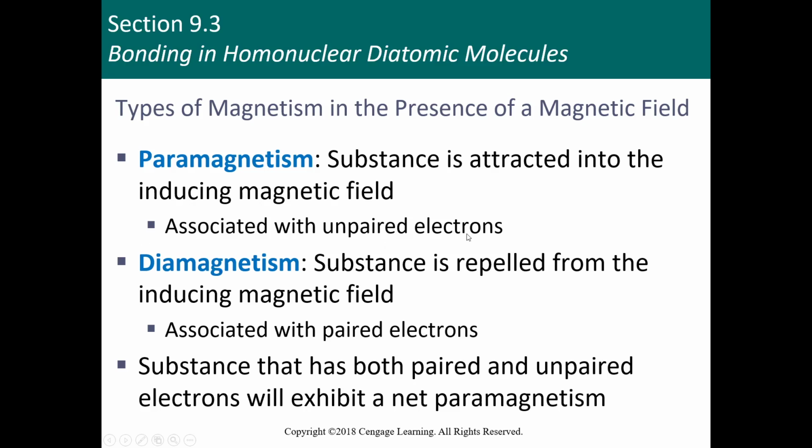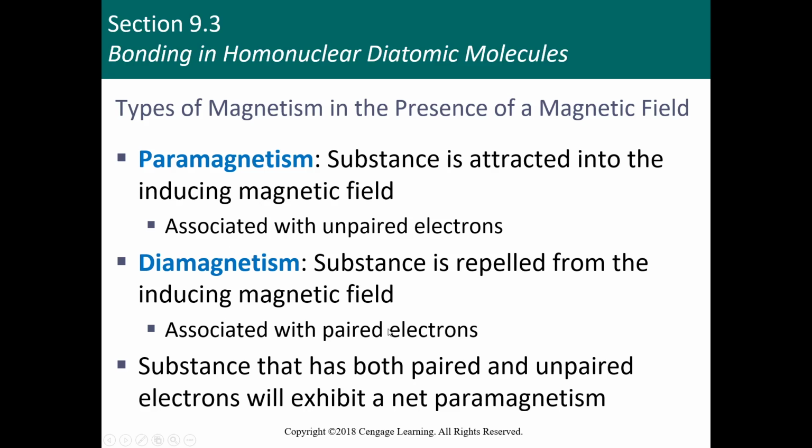Diamagnetism, the substance is repelled from the inducing magnetic field. So again, if you put a diamagnetic substance in a magnetic field, it will actually push the diamagnetic substance out and cause it not to line up in between those two magnets. So this is going to be associated with paired electrons.